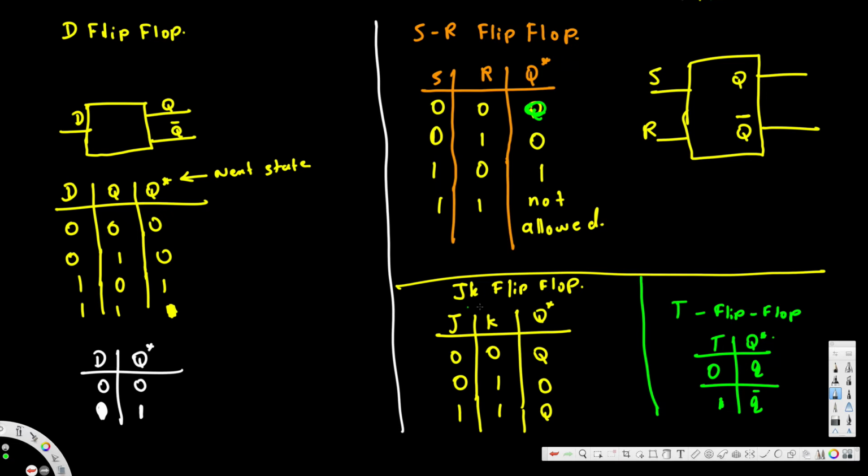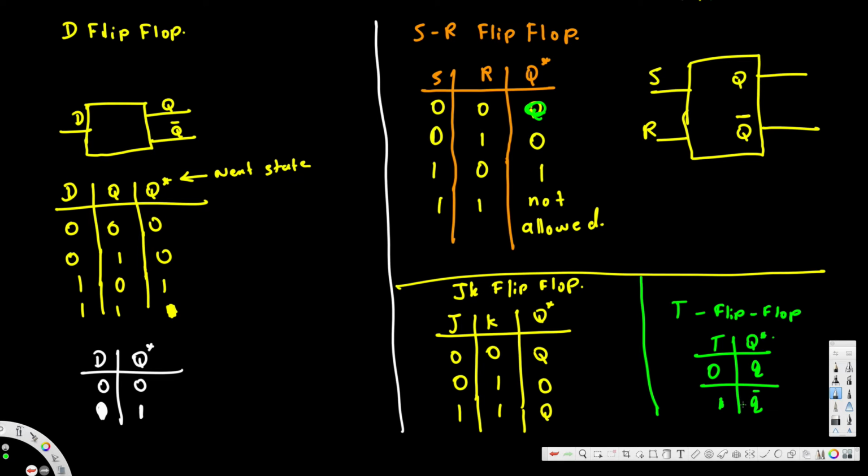Now let's look at the JK flip-flop. JK flip-flop is when J and K are 0, Q asterisk is Q. When J is 0 and K is 1, Q asterisk is 0. When J is 1 and K is 1, Q asterisk is Q bar. And if you look at the T flip-flop, this is also called the toggle flip-flop. When T is 0, Q asterisk is Q. When T is 1, Q asterisk is Q bar.